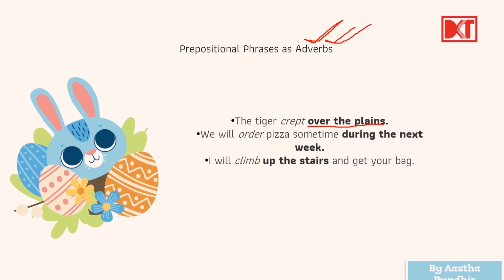Alright. Next up we have, I will climb up the stairs and get your bag. Up the stairs. Now up is the preposition, the stairs is the object, and together they form a prepositional phrase which is acting like an adverb. And why an adverb? Because it is doing the job of answering the question of where. I will climb up the stairs. You will climb where? Up the stairs. Okay. So that's how prepositional phrases act like adjectives and as adverbs as well.